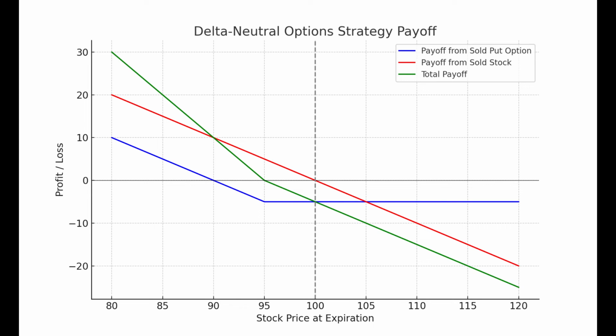You sell the underlying stock. To balance the positive delta from the sold puts, you also sell shares of XYZ. This creates a negative delta that offsets the positive delta from the puts.